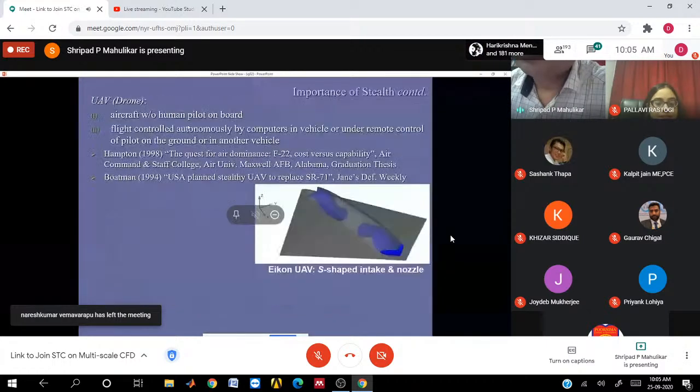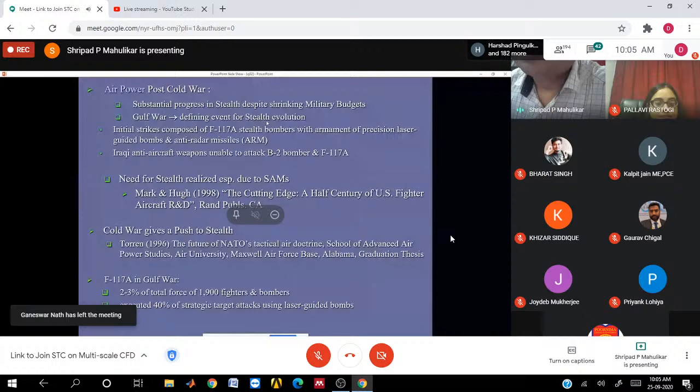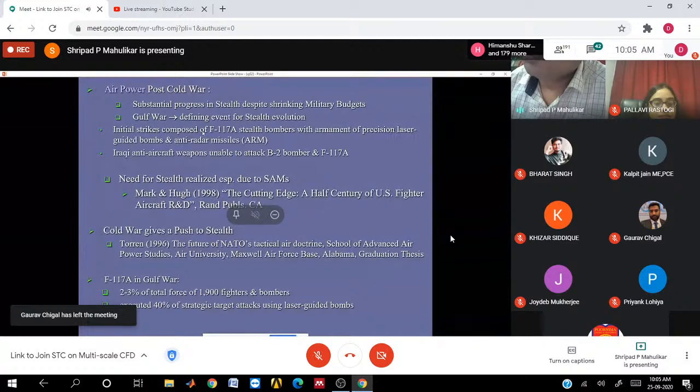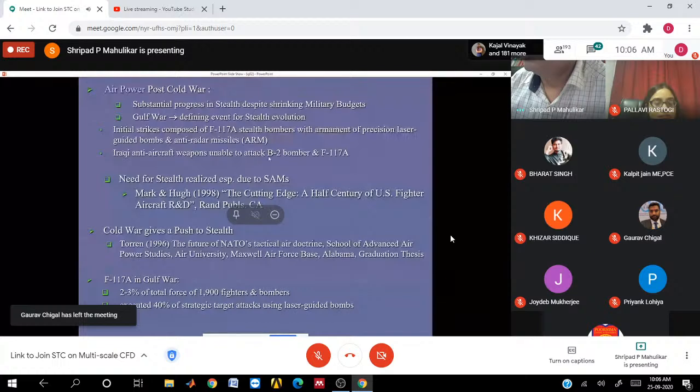And as we have discussed earlier, the Gulf War became the defining event for stealth evolution, because it was practically seen that the initial strikes in the Gulf War, composed of F-117A stealth bombers with armament of precision laser-guided bombs and anti-radar missiles, could not be detected by the opposite side's anti-aircraft weapons, and because they were unable to detect, they did not have enough reaction time to engage the F-117A and B-2 bomber.